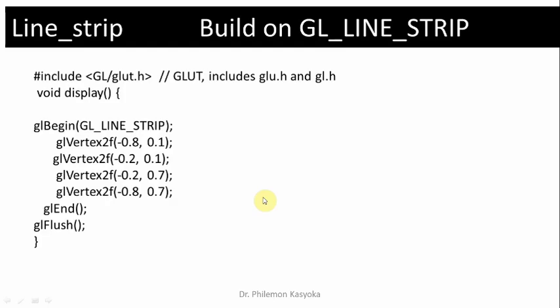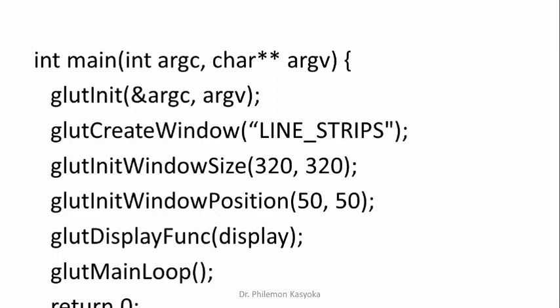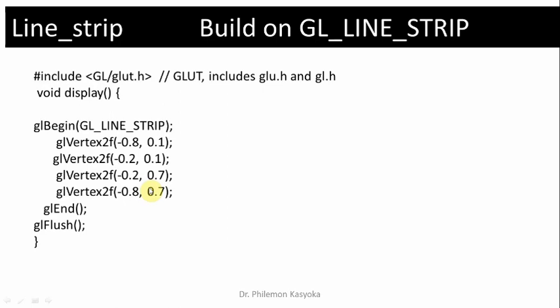Now, what about the line strip? Again, let's begin from the main function. Again, from the main function, nothing changes except the title. Line strip. That's basically all that we are changing. Everything else remains as it is.